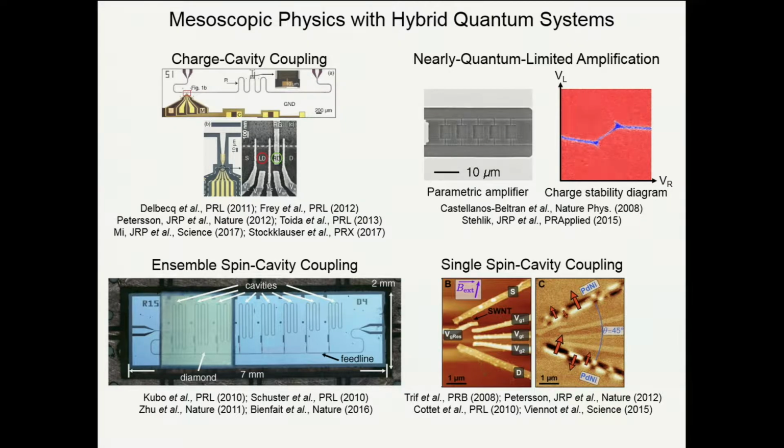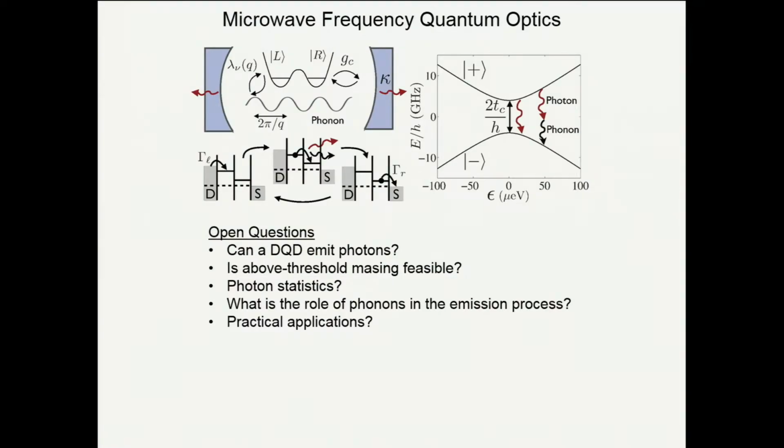And there are a few different ideas here. This is a figure from Takis Kontos's group where they've taken a carbon nanotube with magnetic electrodes and pushed in the direction of trying to couple single spins in a nanotube to a single photon. What I want to talk about in this lecture is mainly microwave frequency quantum optics.